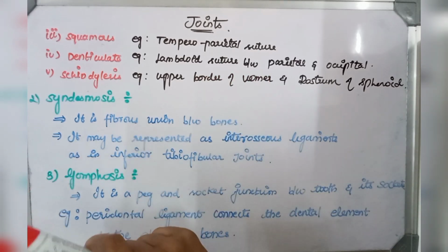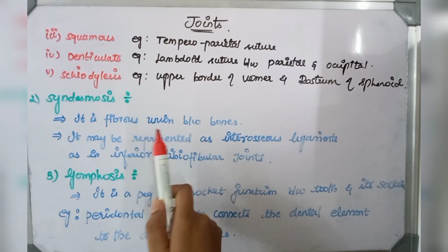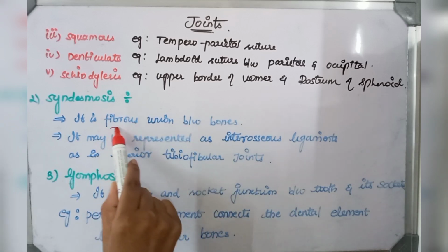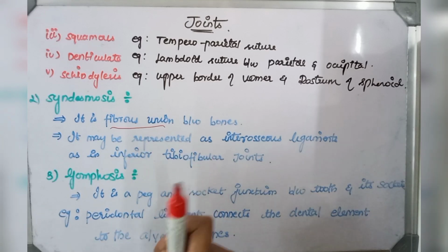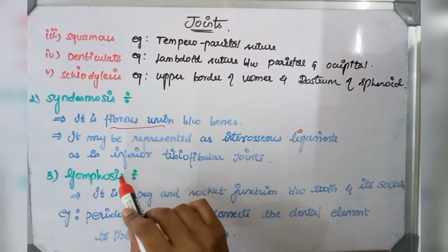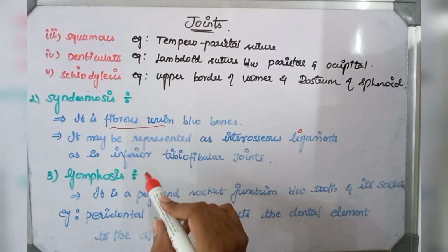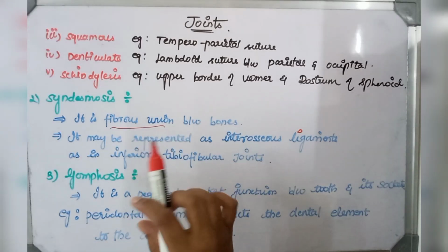And the second one is the syndesmosis. So this is actually a fibrous union between bones. It may be represented as an interosseous ligament. So the interosseous ligaments, as in case of inferior tibiofibular joint. So this is all about the syndesmosis.